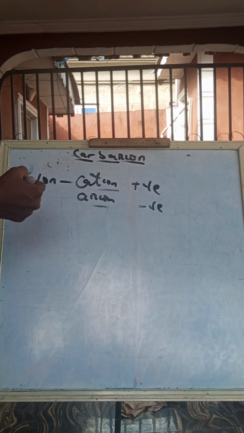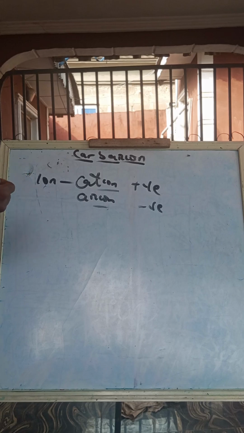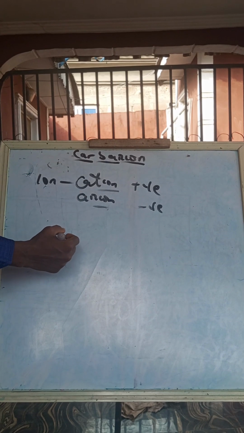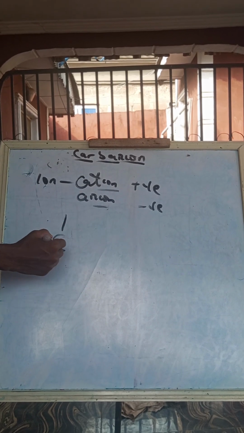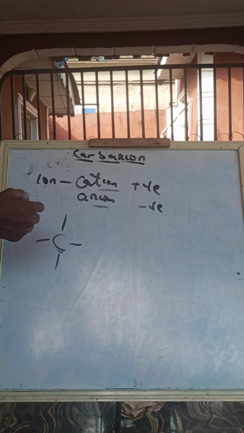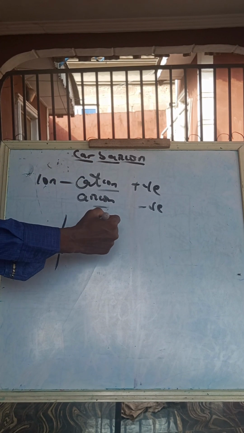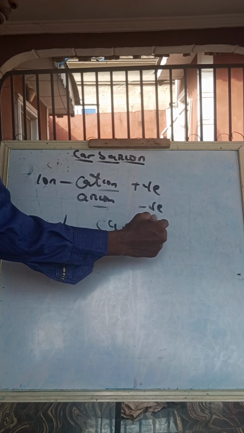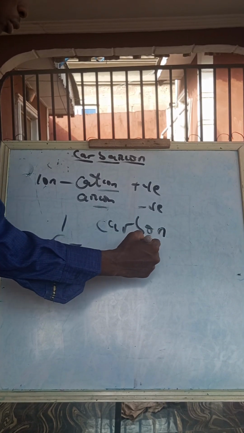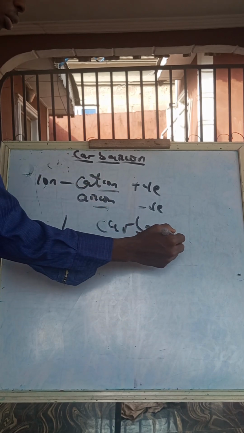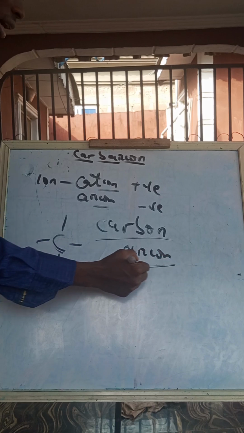Now in terms of organic chemistry, when we talk about carbon, it has some unique characteristics: it is said to be tetravalent. That is one of the uniqueness of carbon. Now when we say carbanion, we talk about carbon and anion. So carbanion is derived from the words carbon and anion.